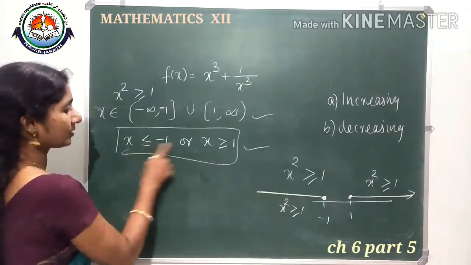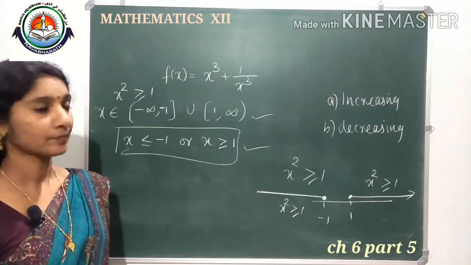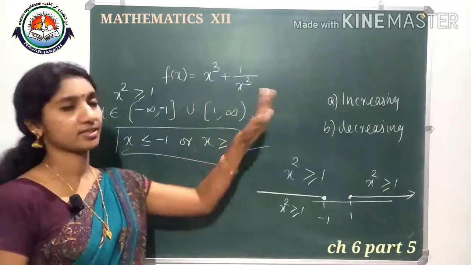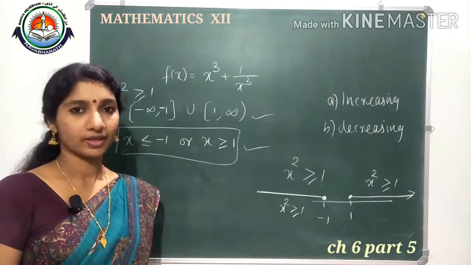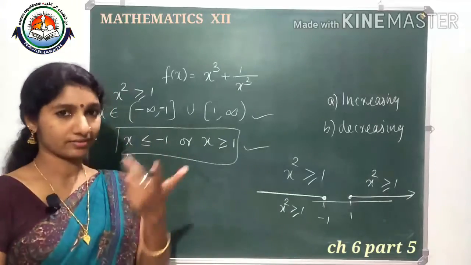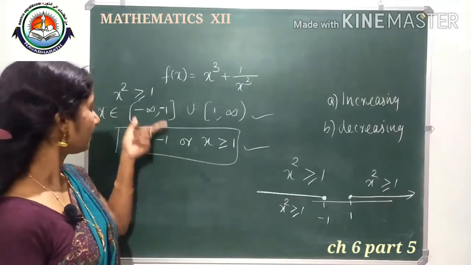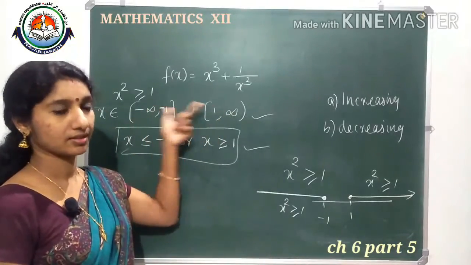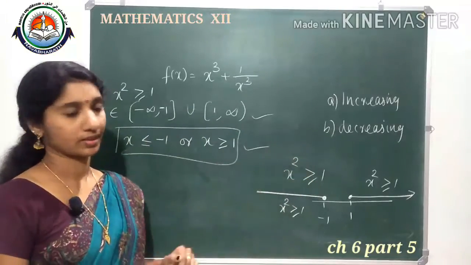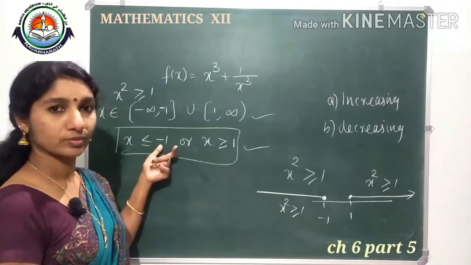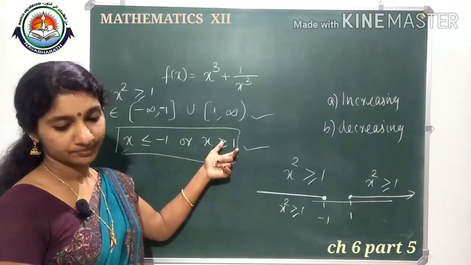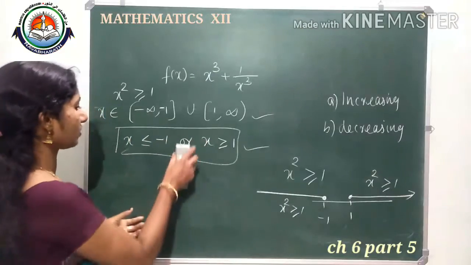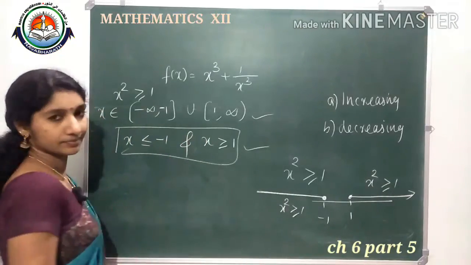Okay, so for all these values it is an increasing function. Which function? X cube plus 1 by x cube is an increasing function. So we are getting two intervals. The values of x are minus infinity to minus 1 union 1 to infinity. In these two sets x square is greater than or equal to 1. Or you can write it like this: x less than or equal to minus 1 or x greater than or equal to plus 1. Okay, 'or' means both sets should come, so instead of 'or' you can write 'and', that is better. Okay, both sets.